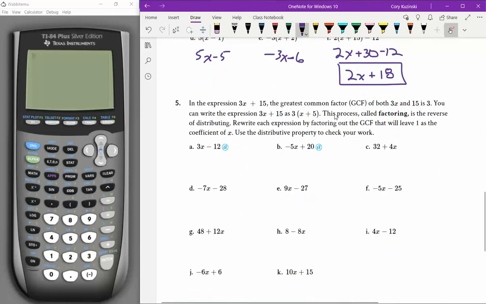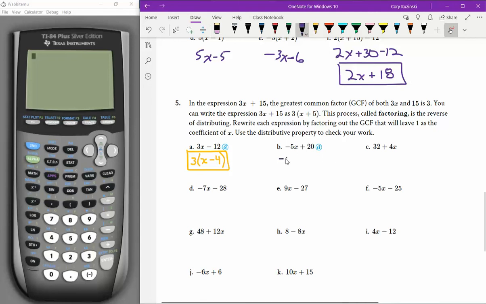All right, now these we're going to actually work backwards to do a process called factoring. So the first thing we have to do is identify what's the greatest common factor of 3x and 12. I know that they are both divisible by 3. And then I ask myself, 3 times what is 3x? 3 times x is 3x. And 3 times what is negative 12? 3 times negative 4 is negative 12. So these are equivalent. It's like doing the distributive property backwards.